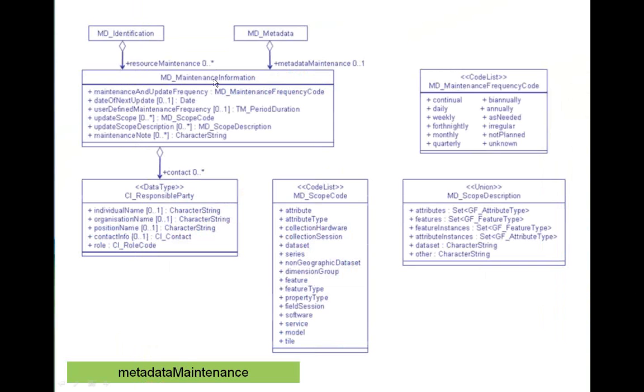Now the metadata maintenance. Again, maintenance information is found either from the identification or the metadata. And it's different information here depending on where you're at contextually. The maintenance information could be the maintenance about the metadata itself, how often is this metadata reviewed and updated, or it can be the maintenance information about the data identification, which is the maintenance information about the data itself, or if you pick services identification, then it's going to be the maintenance information about that service.